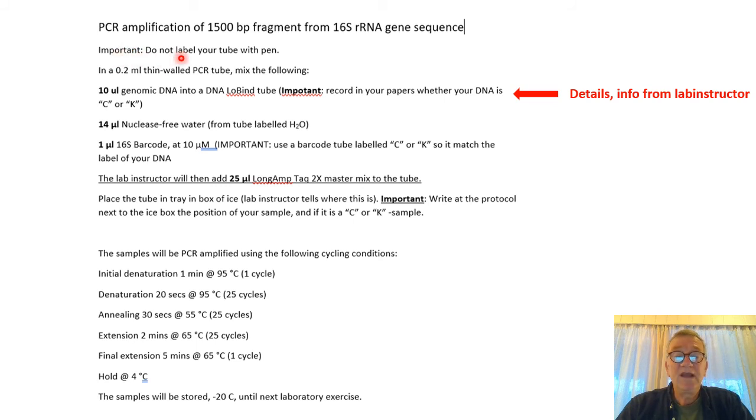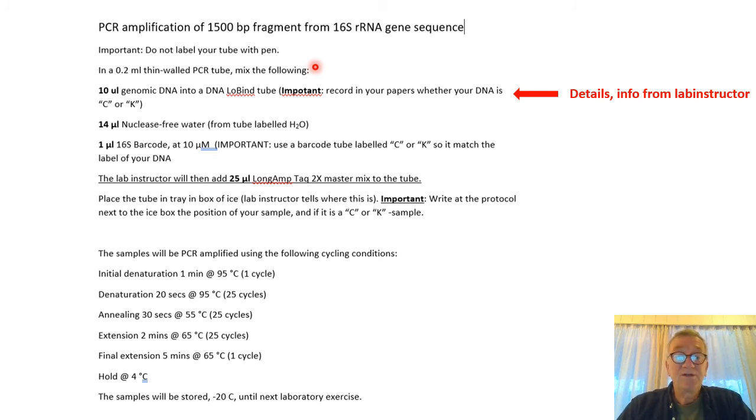Important, do not label your tube with a pen. The PCR tubes you must not write on with a pen or an ink or whatever, because it will be in a PCR machine afterwards, which will be almost 100 degrees hot, and that is not good when you have written on it with a pen. So you should just make sure which tube is yours.